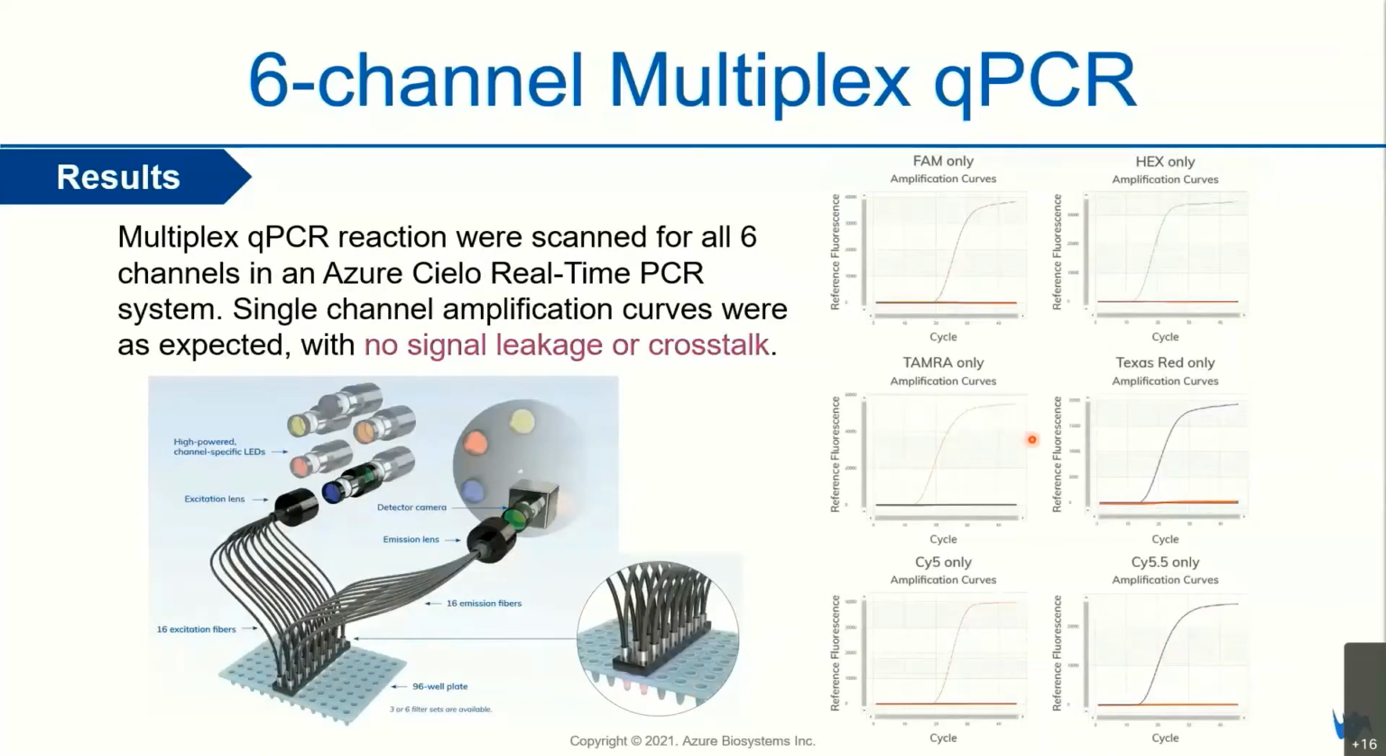So this is the data where we pull out the individual amplification curves. This graph is called an amplification curve. The multiplex qPCR reaction was scanned for all these 6 channels in this application note methodology, and these are the single channel amplification curves. You can see that there is no crosstalk or signal leakage between one another. The reason is that we have filtered lenses that are calibrated and perfectly optimized for each of the dyes, which gives you a no-crosstalk multiplexing experience.